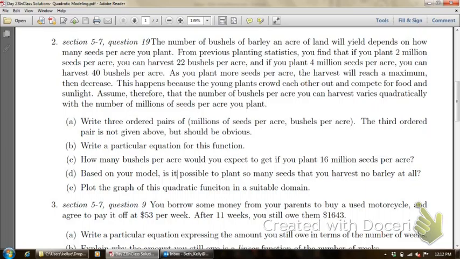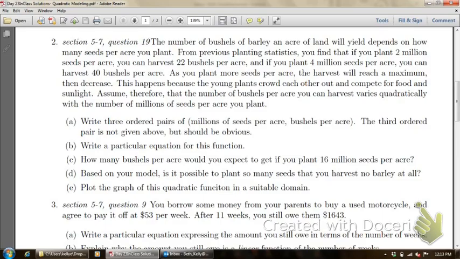It says the number of bushels of barley an acre of land will yield depends on how many seeds per acre you plant. From previous planting statistics, you find that if you plant 2 million seeds per acre, you can harvest 22 bushels per acre. And if you plant 4 million seeds per acre, you can harvest 40 bushels per acre. As you plant more seeds per acre, the harvest will reach a maximum and then decrease. And this happens because the young plants crowd each other out and they compete for food and sunlight.